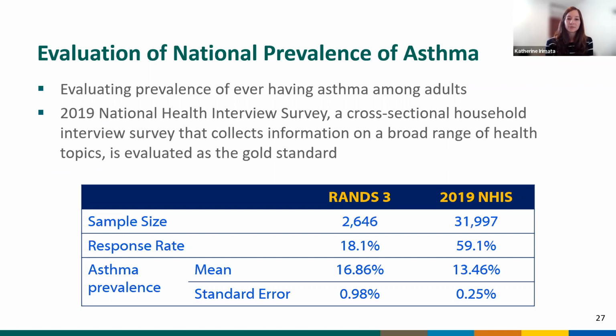And looking at asthma prevalence between the two surveys, we see a difference. So this is the percent of adults who have ever been diagnosed with asthma. When we use RANS to produce our national estimate, we get an estimate around 16.9%. But from the 2019 NHIS, we see an estimate of about 13.5%. And so we're interested in looking at how we can adjust the RANS weight so that we can get an estimate with lower bias for asthma prevalence.